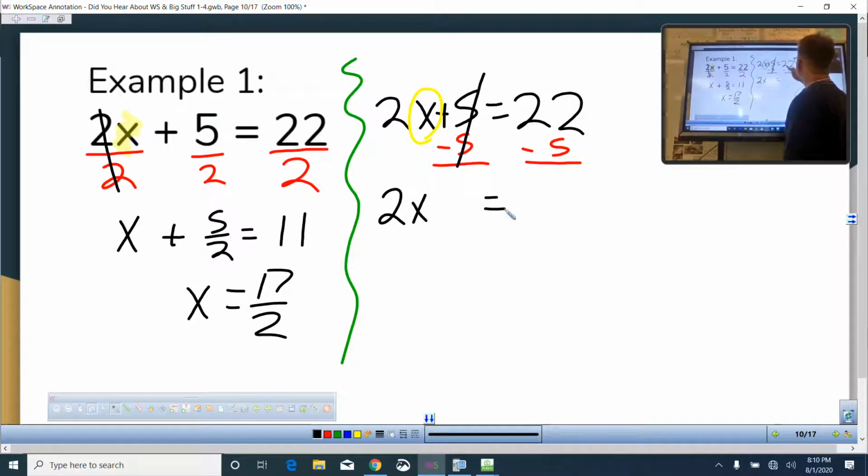Double check it. So let's subtract here. That's, I think that's 17, right? Oh, this sounds familiar, doesn't it? Divide by 2.